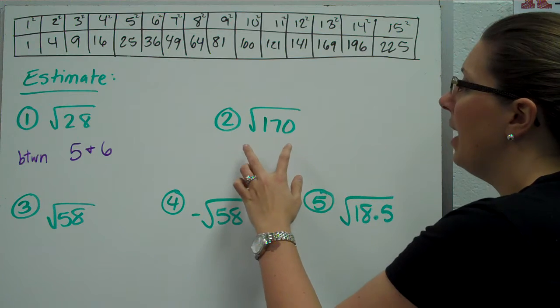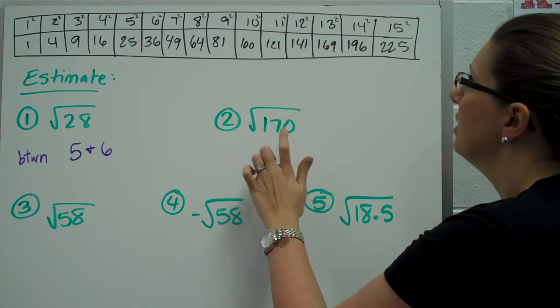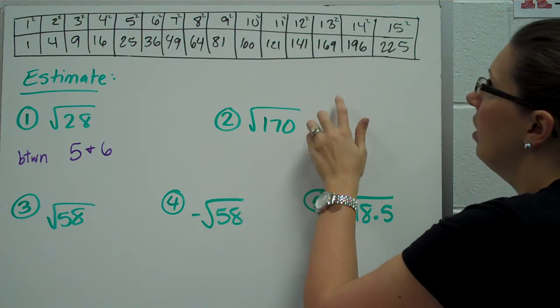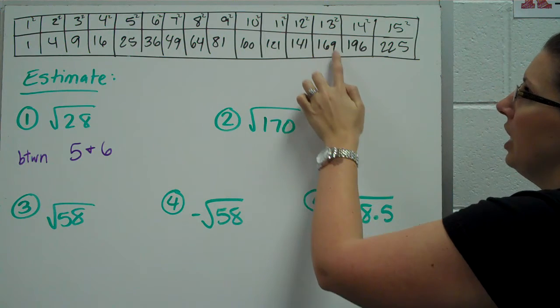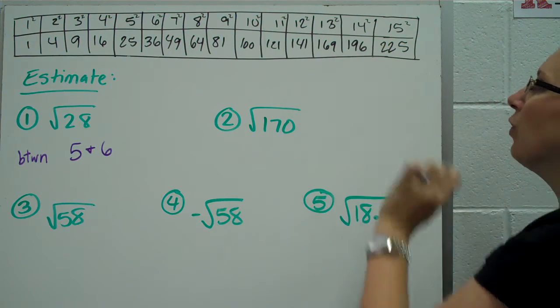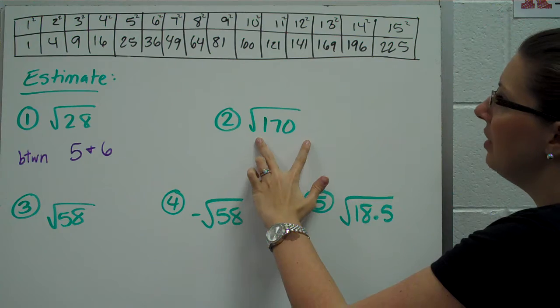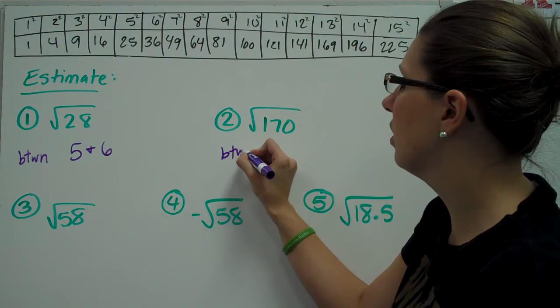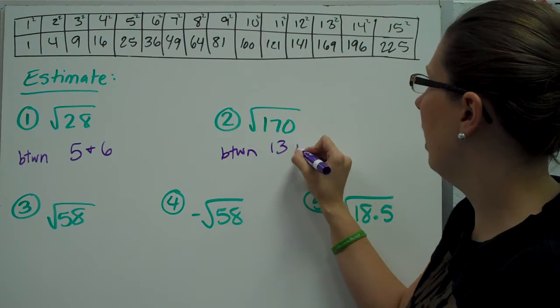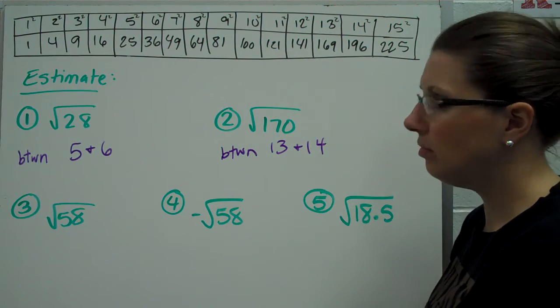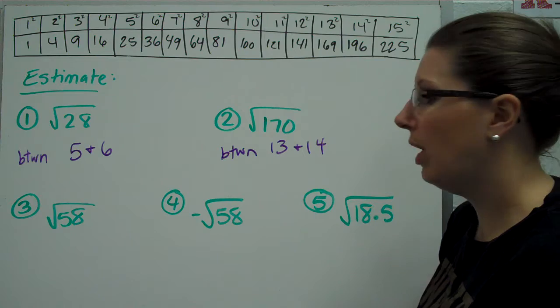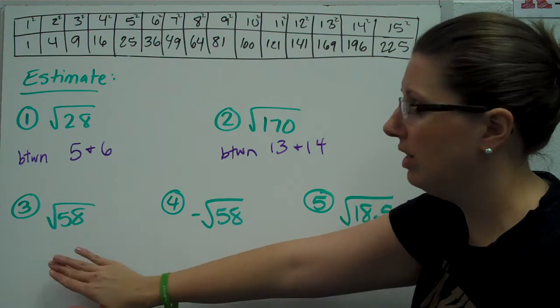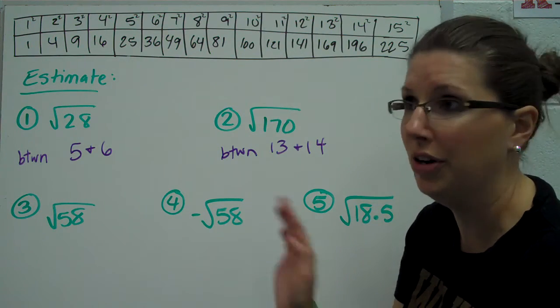I'm asked to estimate the square root of 170. Well, the square root of 169 is 13, the square root of 196 is 14. 170 is in between those two answers, so it's between 13 and 14. Make sense? Why don't you try this one here? Pause the video and try to work this one out on your own.